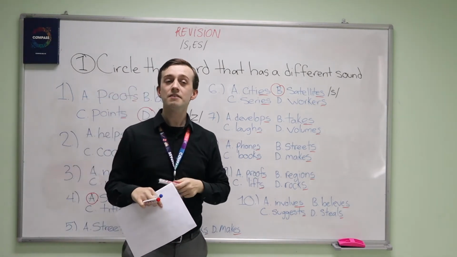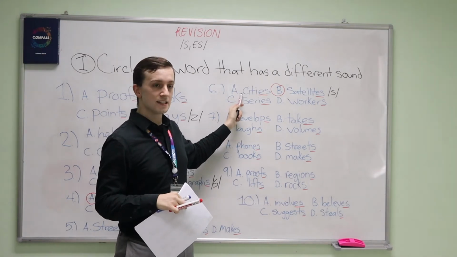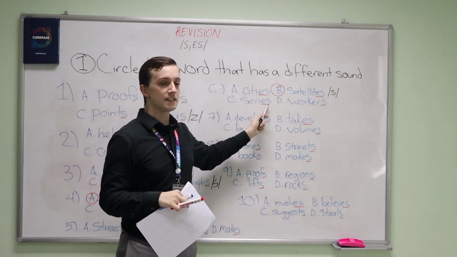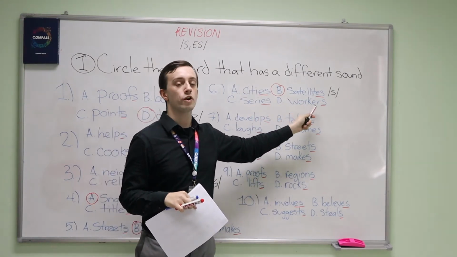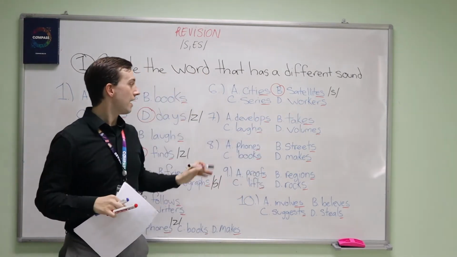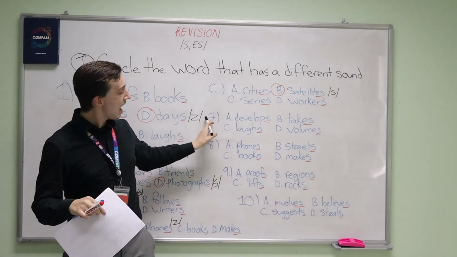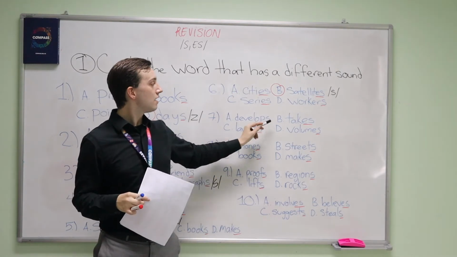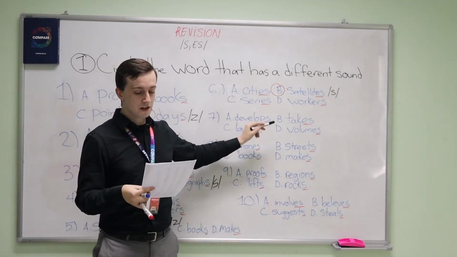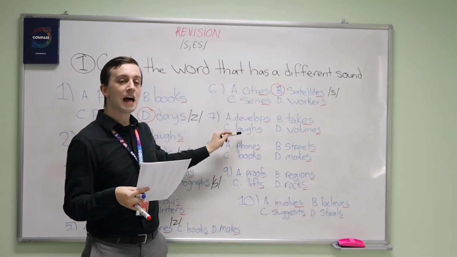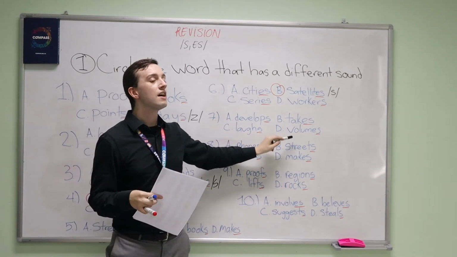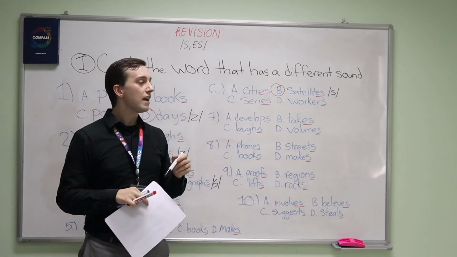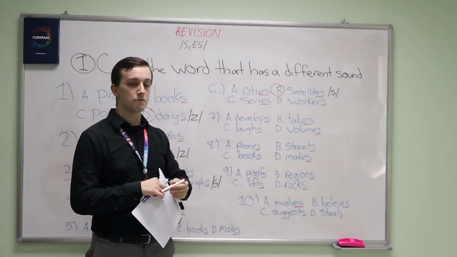So listen again. Cities. Satellites. Series. And workers. Okay, next one is number 7. A, develops. B, takes. C, laughs. D, volumes. The different one is D, volumes.